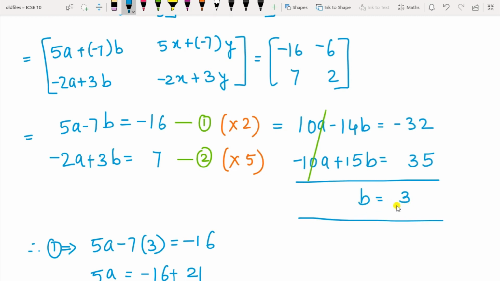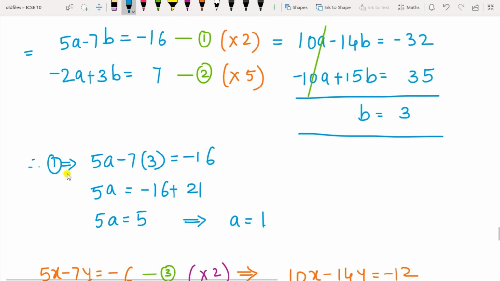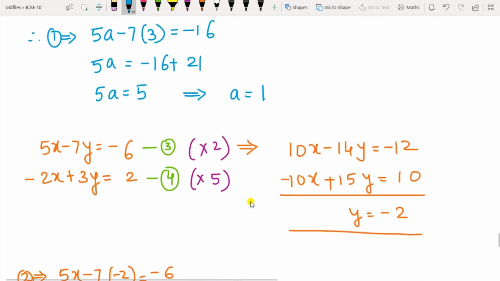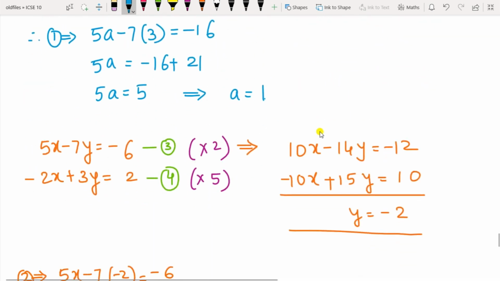So b equal to 3 here, and now substitute b equal to 3 in one of the equations. Here I substituted in equation 1 and you get the value of the other variable, a equal to 1. So b is 3 and a is 1. So you got 2 elements of X. Now the rest 2 elements. So consider the other equations: 5x minus 7y equal to minus 6 and minus 2x plus 3y equal to 2. Let them be equations 3 and 4.